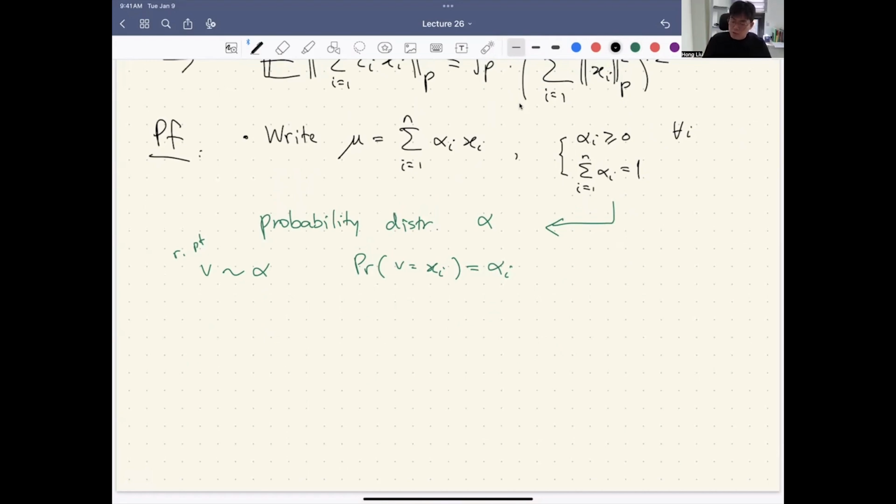What's special about this random distribution? In expectation, it gives the point mu that we want to approximate. Let's look at the expectation of v, where v is sampled according to alpha. This equals the sum over all i from 1 to n of the probability alpha_i times x_i, by the definition of expectation, which is the sum of alpha_i x_i. That's exactly mu. Good. Now what we do is we sample a large number of points, IID copies, according to alpha.